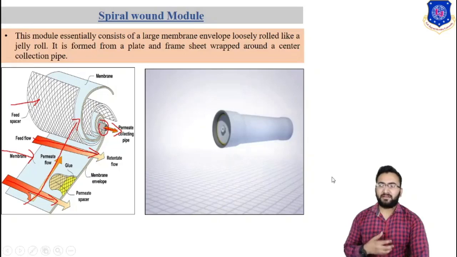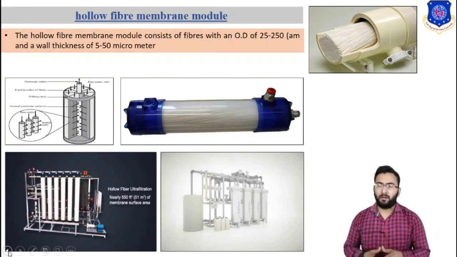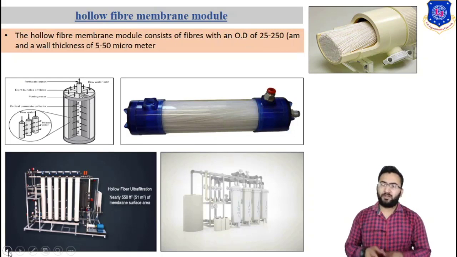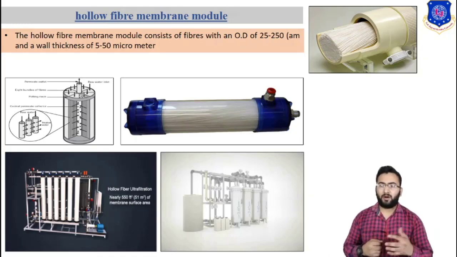Now let us discuss the next membrane module, which is the hollow fiber membrane module. The hollow fiber membrane module consists of fibers with an outer diameter of 25 to 250 micrometers and a wall thickness of 5 to 50 micrometers. The fiber wall has the structure of an asymmetric membrane, the active skin layer being placed on the feed side.